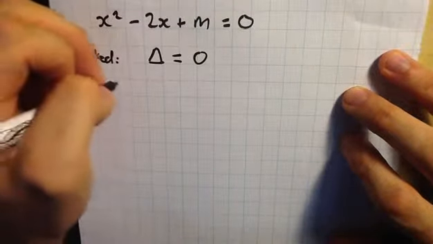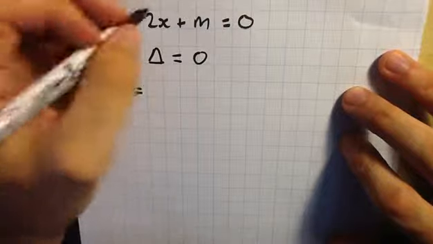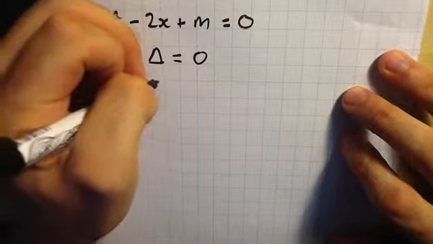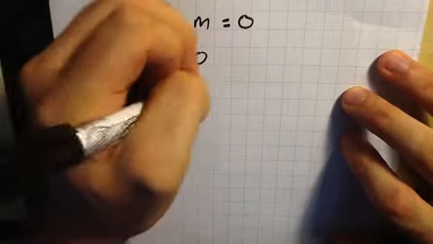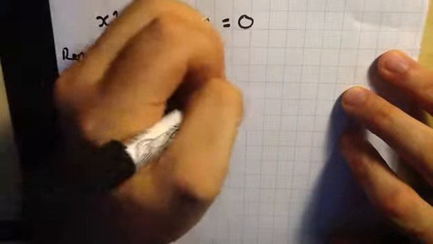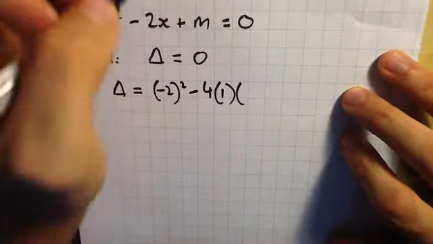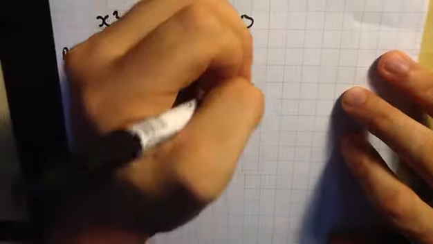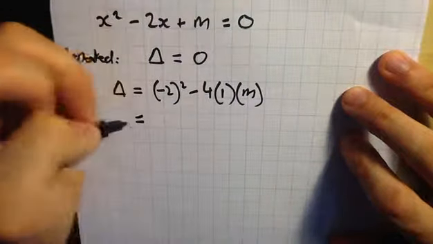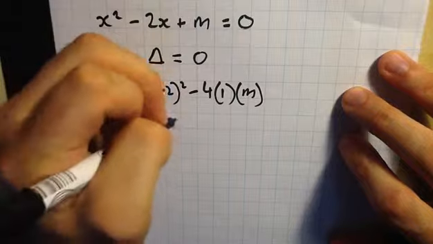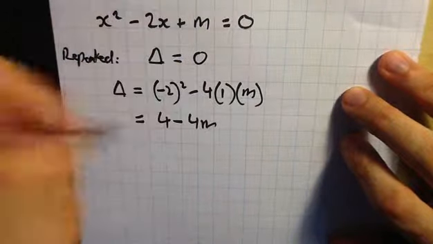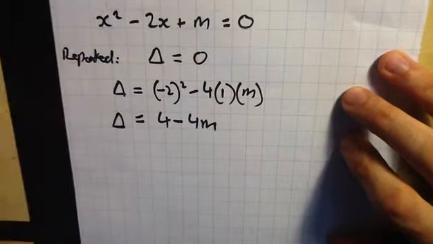So first off, let's figure out the discriminant. The discriminant is going to be b squared, so that's negative 2 squared, take 4 times a, which is 1, times c, which is m. So therefore that would be 4 take 4m. So that's what the discriminant is. Okay, so the discriminant's 4 take 4m.